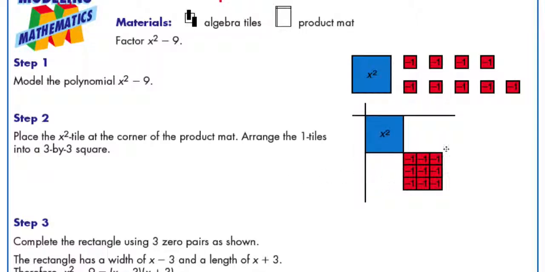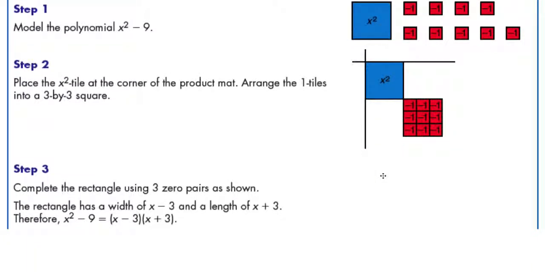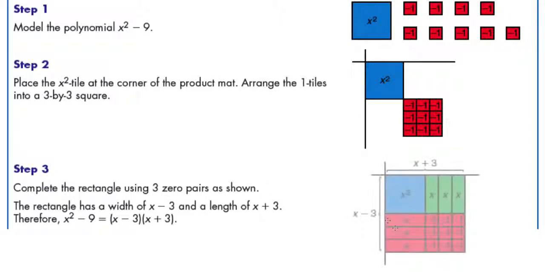Now if you notice, this is not a rectangle. When we factor trinomials, we have to form a rectangle. This does not form a rectangle, so what we need to do is this. Step number 3, complete the rectangle by using 3 zero pairs. So 3 zero pairs would be 3 negative x tiles and 3 positive x tiles, and that'll create your zero pair. And then find the length and the width.